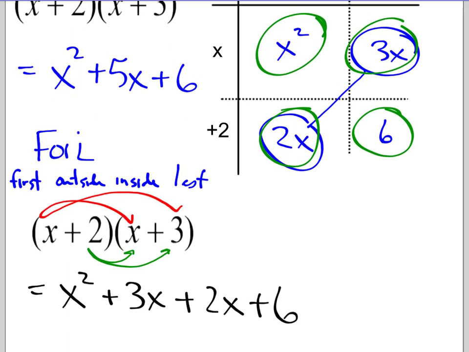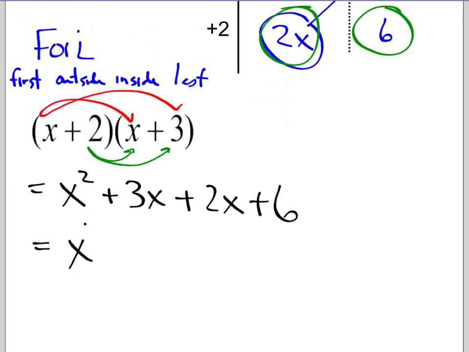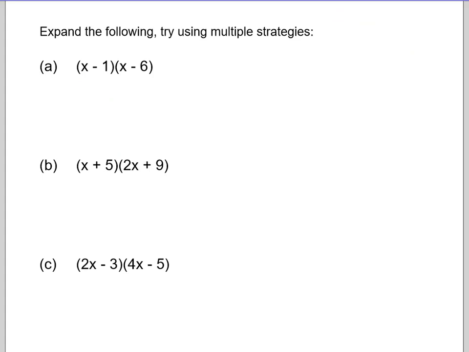I like the area model personally for grade 9 because it shows you there are 4 terms. A lot of people will miss terms when they do FOIL, but we still get the same answer. Cool, and again, that's more of a grade 10 concept, but we can explore it now.